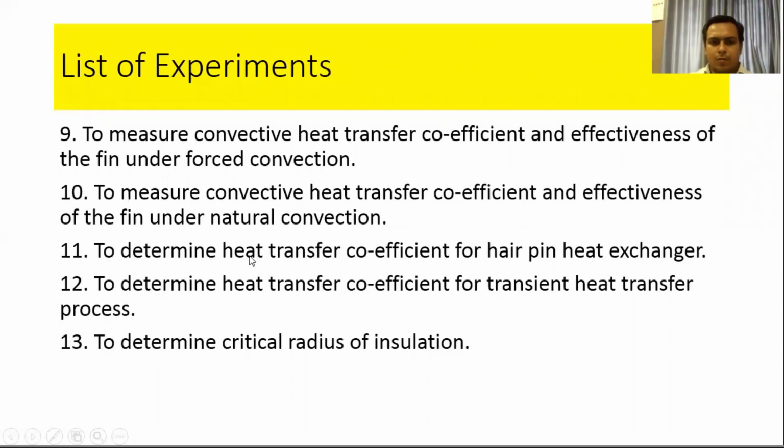Eleventh one, to determine the heat transfer coefficient for hairpin heat exchangers. Number 12, to determine the heat transfer coefficient for the transient heat transfer process. Number 13, to determine the critical radius of insulation. So as per the GTU curriculum, there are 13 experiments given in the syllabus. Out of those 13, we need to perform only 10.